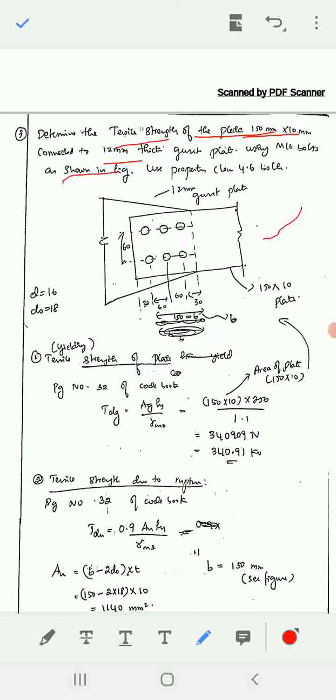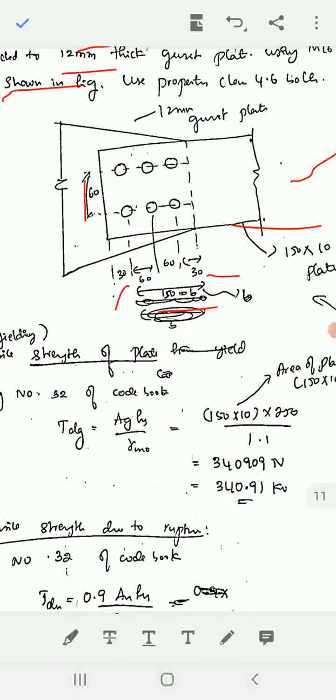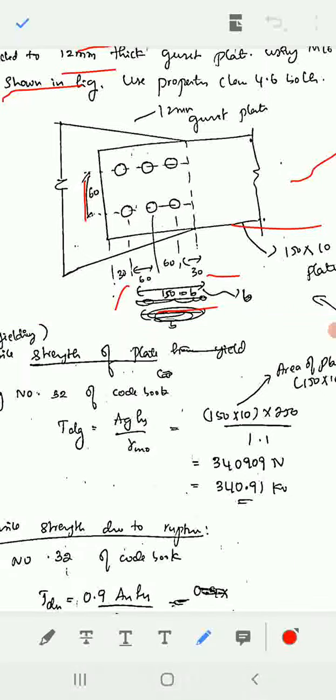These 6 bolts are there. This is 60 mm, and 150 into 10 is plates, and 60 is pitch distance, and E is 30, the E value, and they given B value as 150 here. You can see here, right? This is B value 150, they given in the bottom.